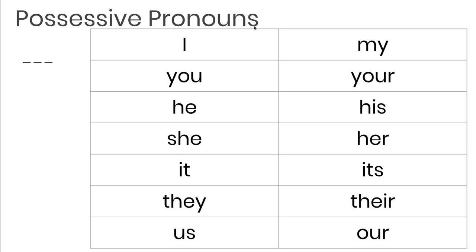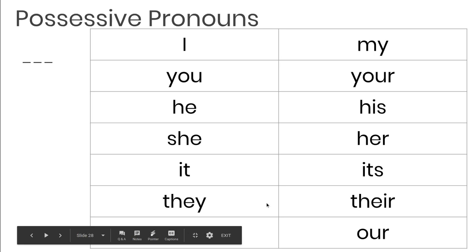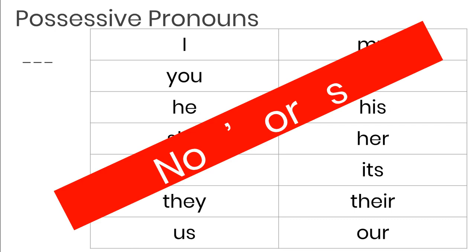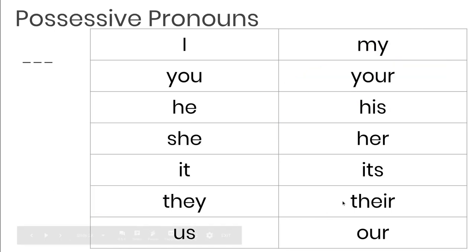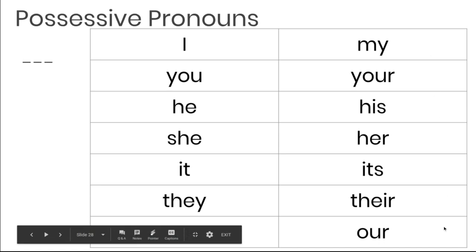So if the subject is I, then we're going to use the word my; you, your; he, his; she, her; it, its; they, their; and then at the end, we and our. Notice that on this chart, there are no apostrophes and no extra S's added. We simply use the words that are on the right side of the chart to show possession.